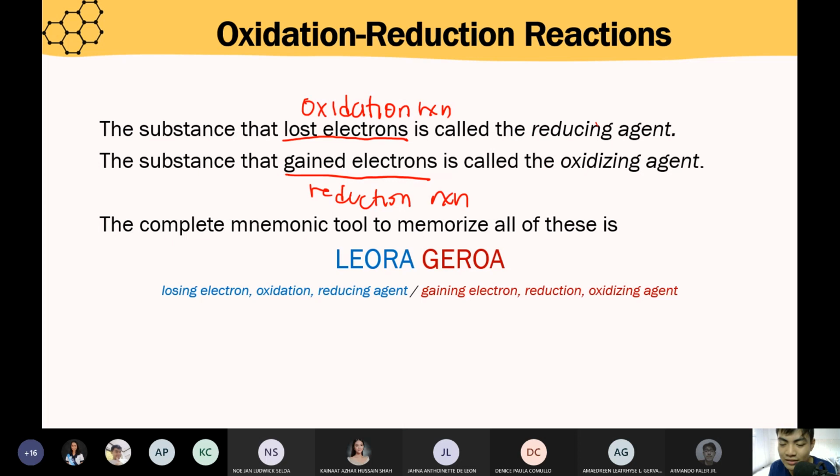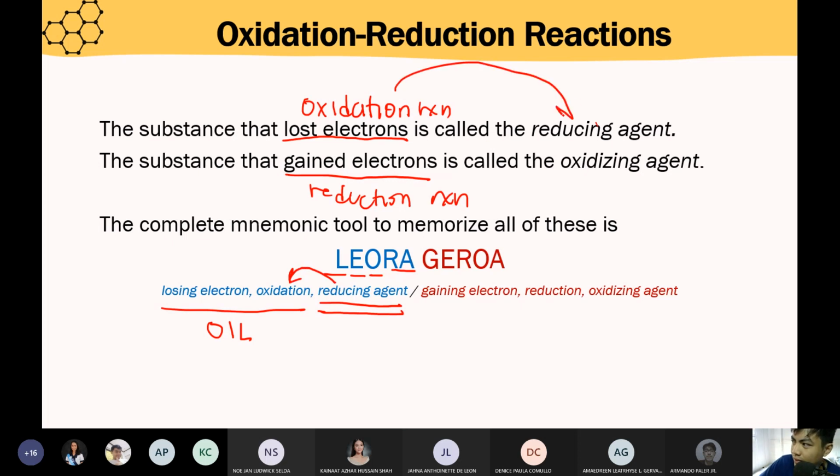We have this mnemonic, no? This is the complete form, Leora Geroa. Okay? So, Leora Geroa, this is somehow derived with oil rig, pero mas complete siya. Losing electron oxidation. So, ito yung oil kanina. Nirephrase lang natin. Ra, meaning reducing agent. So, again, kung sino yung nag-undergo ng oxidation, siya yung reducing agent. Okay? Yan. So, Leora. Okay?